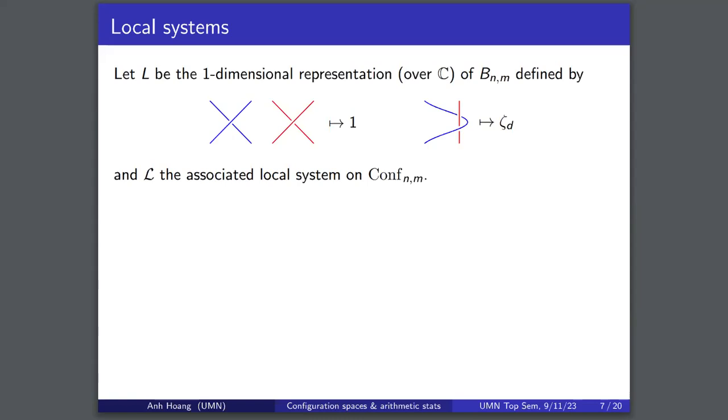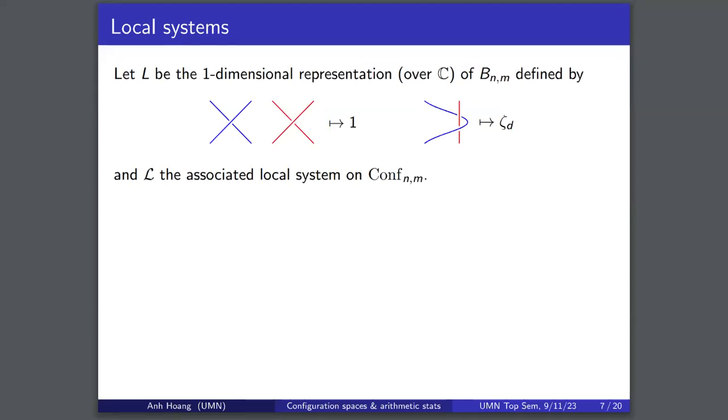Okay, so we can define a representation. For example, here's a one-dimensional representation over C of the mixed braid group B_{n,m} that is defined by sending the standard braid generators, blue-blue and red-red, to 1, trivially, and then the mixed generator acts by multiplication by a d-th root of unity. And then I like to let script L be the associated local system on Conf_{n,m}.